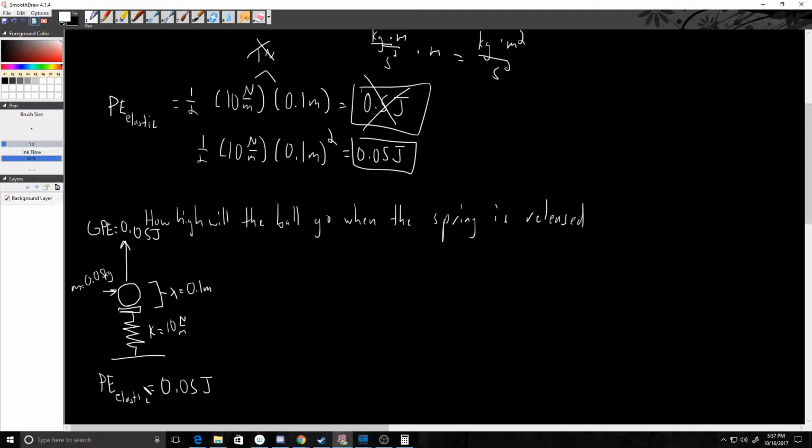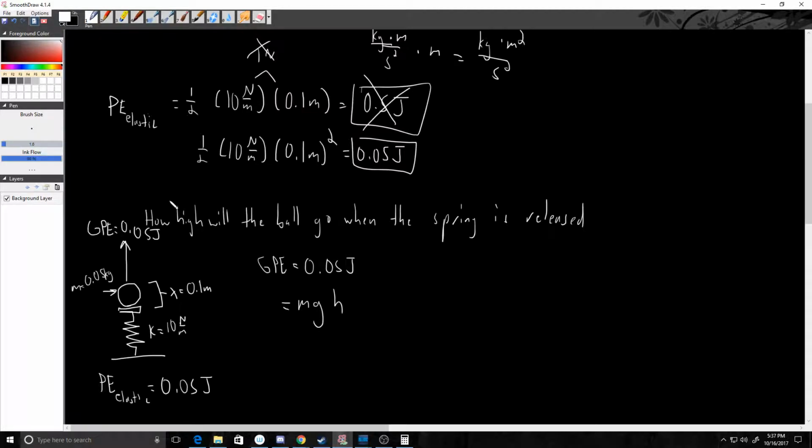I let the spring go, all that energy gets transferred to the ball, becomes gravitational potential energy as it's flung up into the air, assuming it's aimed straight up, perpendicular to the ground. All right, so now I have GPE is equal to 0.05 joules. So now I just need to figure out, what's the formula for gravitational potential energy? I check my note card and it looks like it's mass times acceleration due to gravity times height.